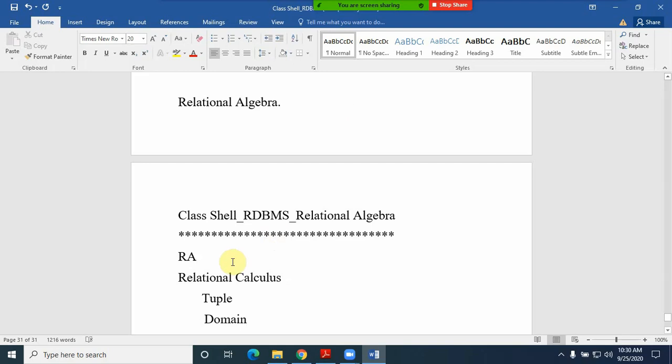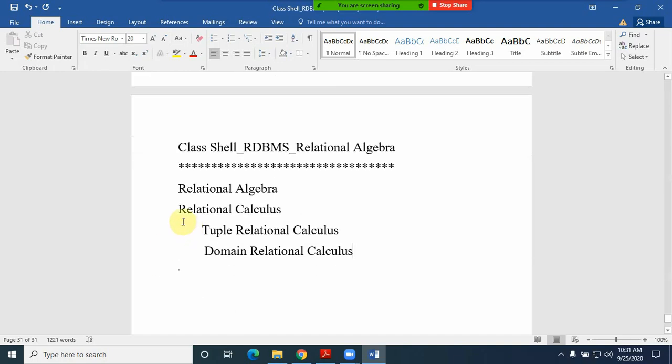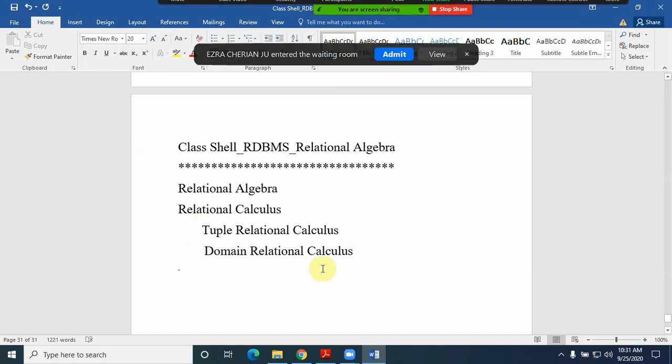The concepts of relational algebra, and thereafter we have the concept of relational calculus, and within this we have tuple relational calculus, and we have the domain relational calculus. So these are all the subsequent aspects which are left over in module 2.